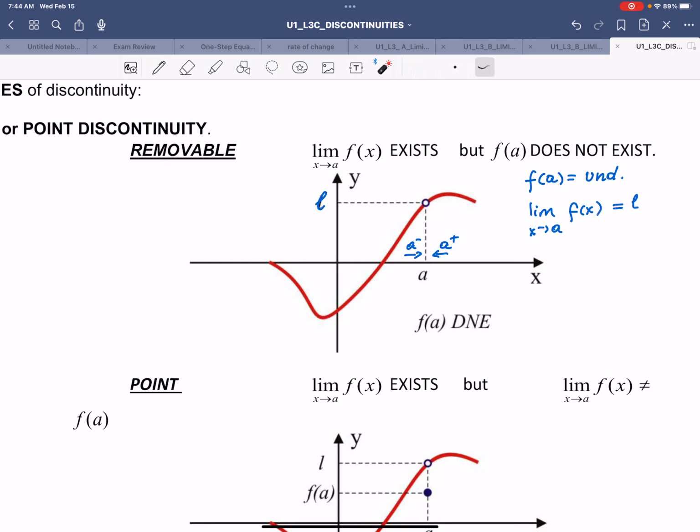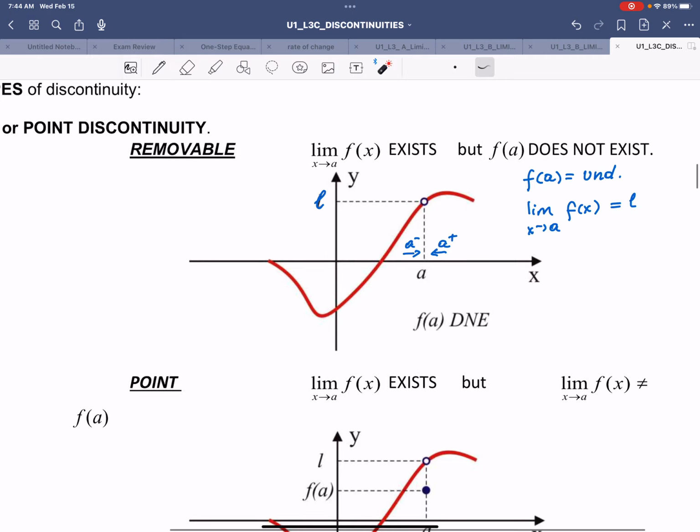Now remember that there were three conditions for the function to be continuous. f of a should be defined, the limit must exist, and the two of them must be equal. So because one of the rules is broken, it means that the function is discontinuous.